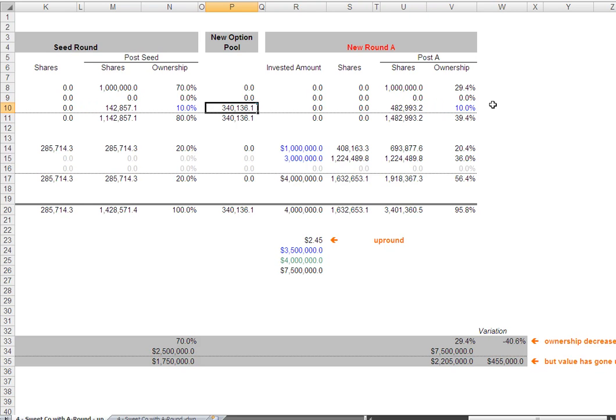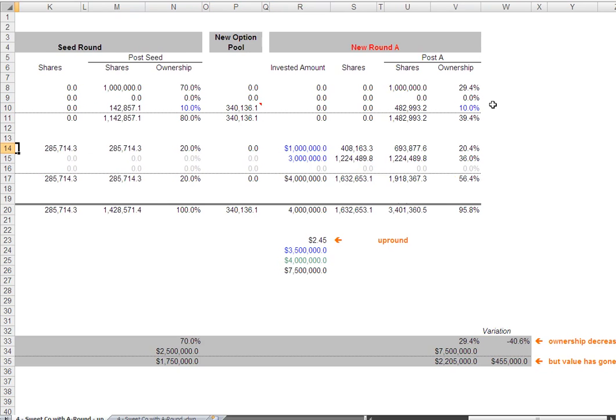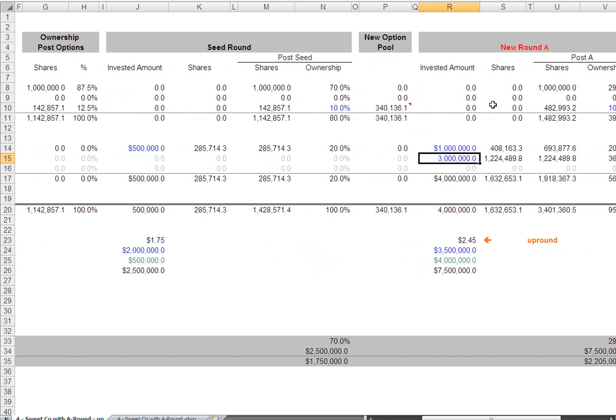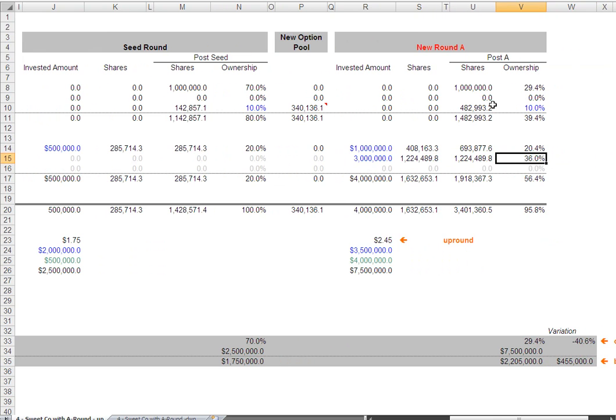Basically, an additional 340,000 options have to be issued following, in this case, a $1 million investment from the initial investor, and then the future investor of $3 million. So 340,000 options have to be created for the company to maintain this 10% option pool.